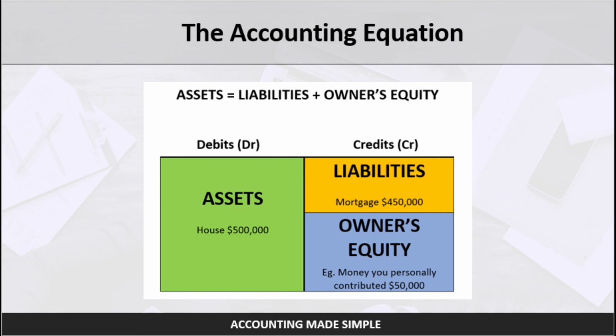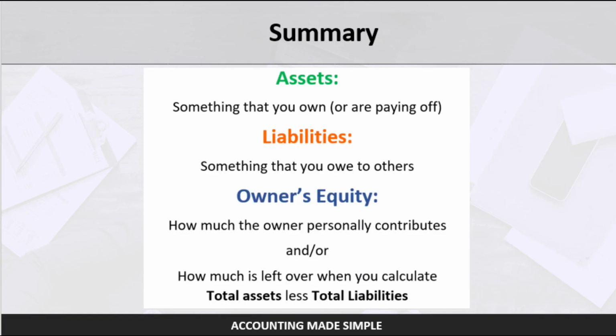Remember, assets equals liabilities plus owner's equity. You can see in the diagram we have the assets on the left hand side, which is the house for $500,000. Then we have the liability on the right hand side, which is the mortgage of $450,000. On the credit side we also have owner's equity, which is the deposit we paid from our own money of $50,000.